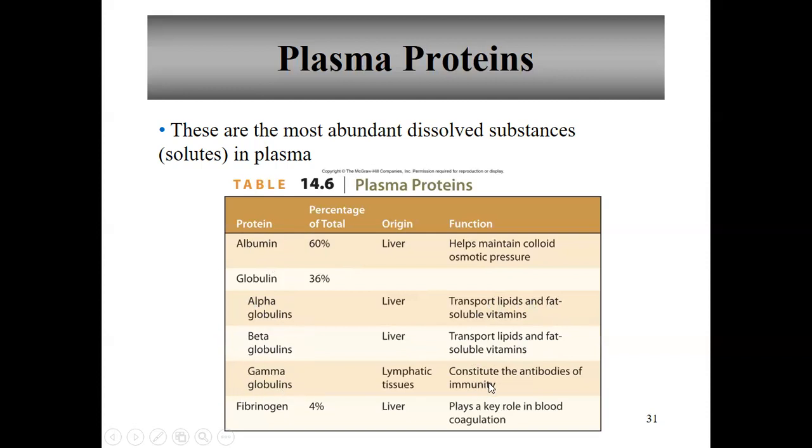Gamma globulins are important in your immunity. This is what makes up your antibodies. And this is, again, made in the lymphatic tissue.